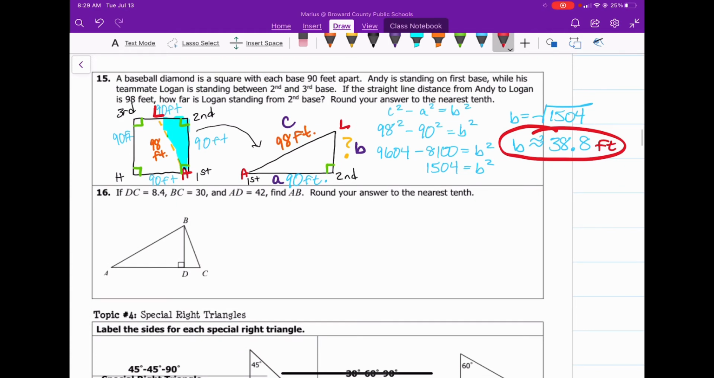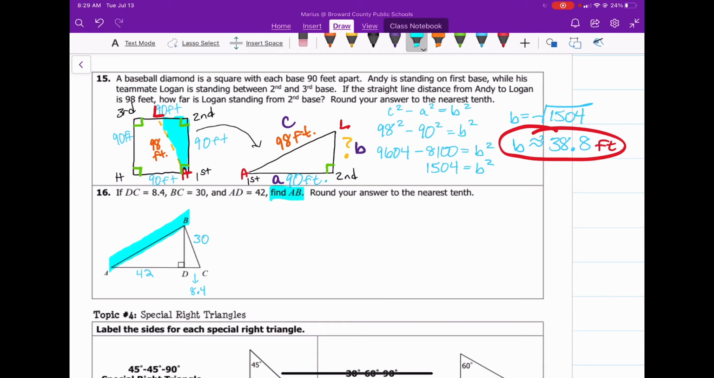All right. Now, let's take a look at number 16. If DC is 8.4, so D to C, this right here is 8.4. Then it says B to C is 30. And A to D is 42. Find AB. Okay? So what they want us to find is this here. Find AB. However, they gave us two triangles.